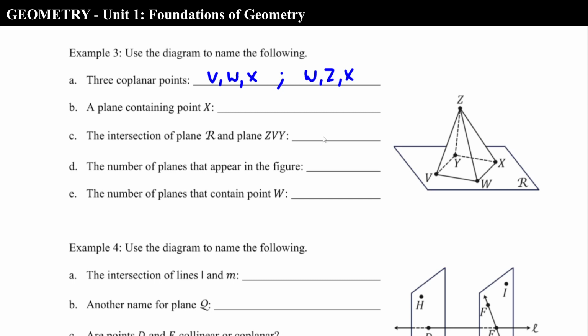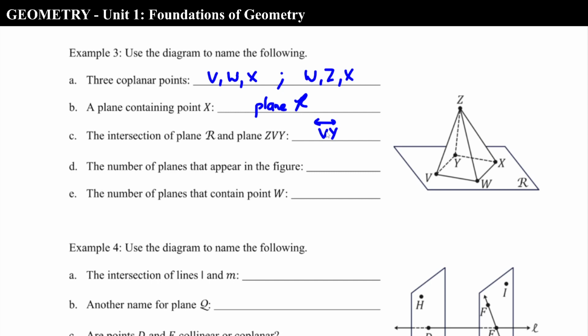All right, a plane containing point X. I'm just going to say plane R. Make it nice and simple. And remember, you've got to use script for this case here, okay? The intersection of plane R and plane ZVY. So we've got ZVY here, okay? So it's this plane, and then plane R. Well, VY is the line that lies on that plane. So remember, planes intersect at a line, so the line is VY. You can also say YV.